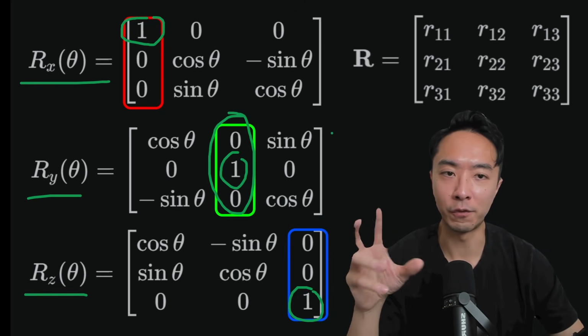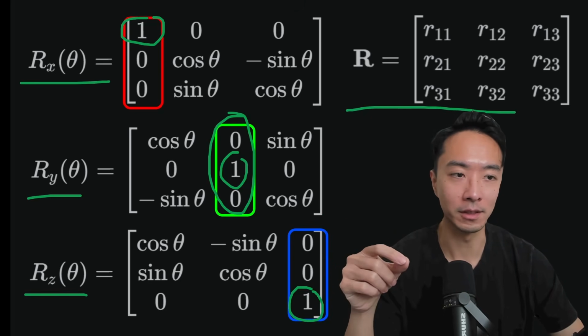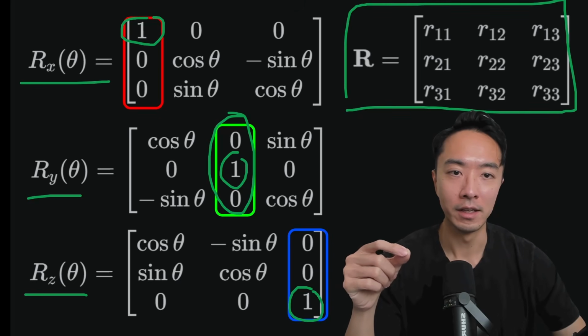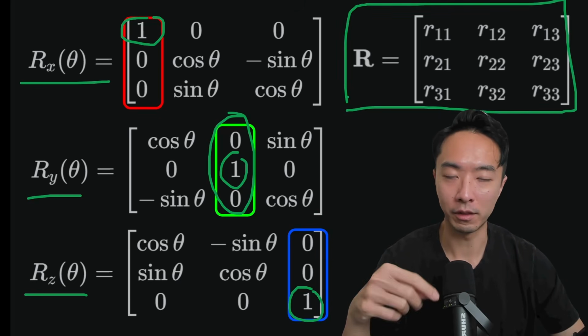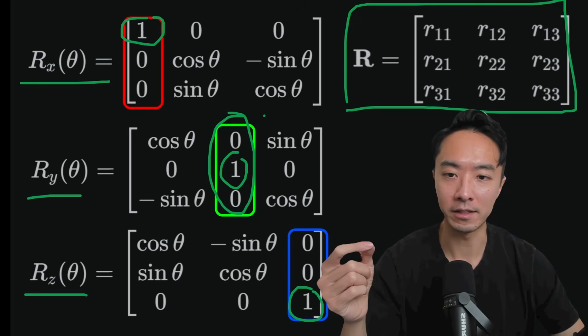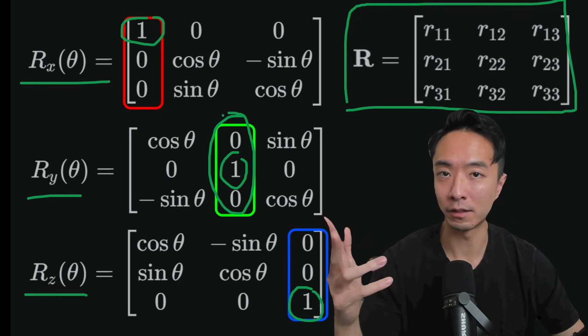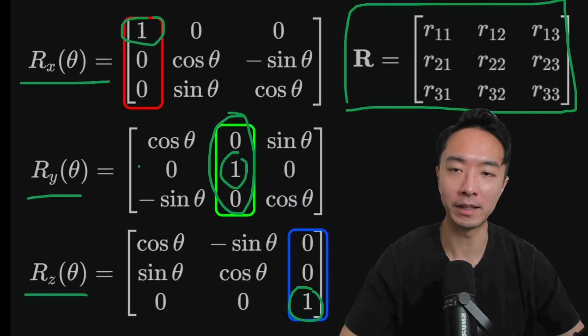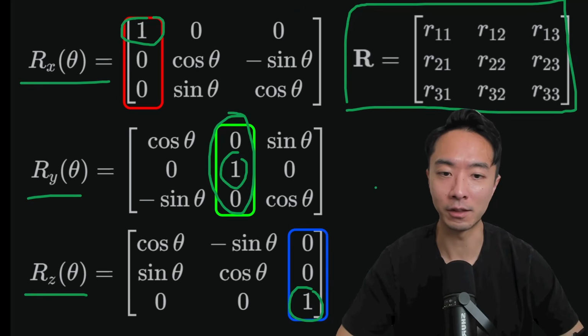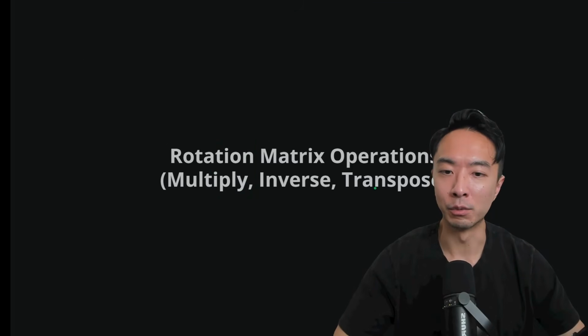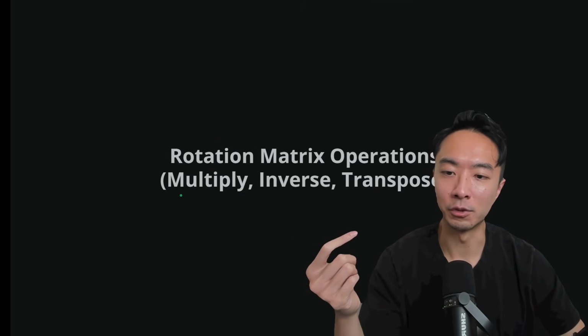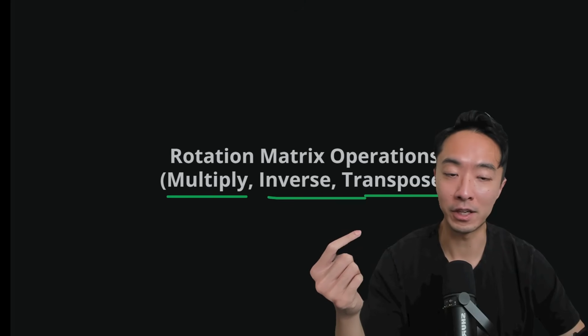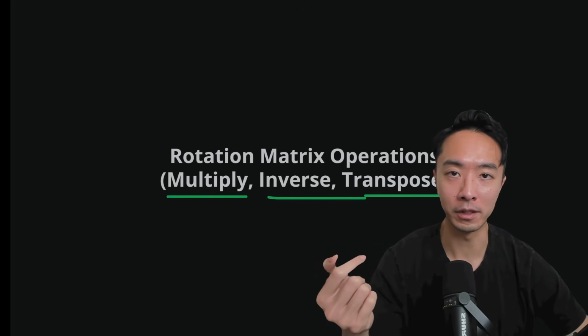So the most generic form of a rotation matrix is going to be this right here, a 3x3 matrix with 3 elements in it. And based on one of these different forms that we see here, we could identify the type of rotation that we're dealing with. So rotation matrix operations can include different things like multiply, inverse, and transpose, which will be very helpful in many applications.